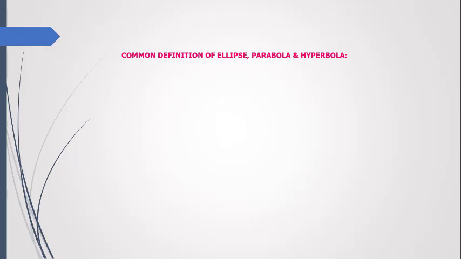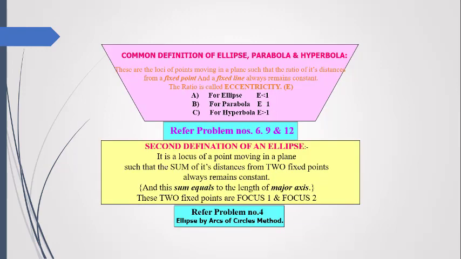Let's see the common definition of ellipse, parabola, and hyperbola. These are the loci of points moving in a plane such that the ratio of its distances from a fixed point and a fixed line always remains constant. This definition says that these are the loci or locations along a line which, on moving from a fixed point and a fixed line, will give the same ratio.